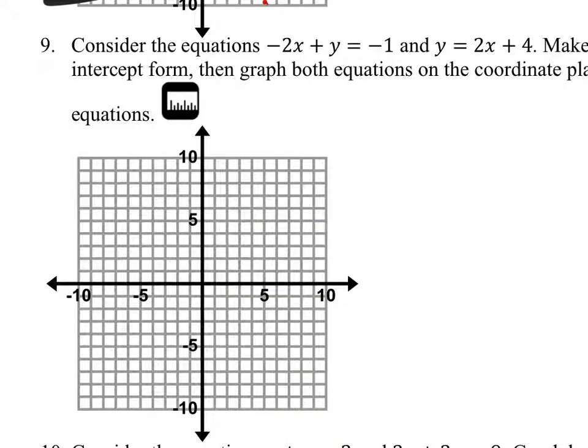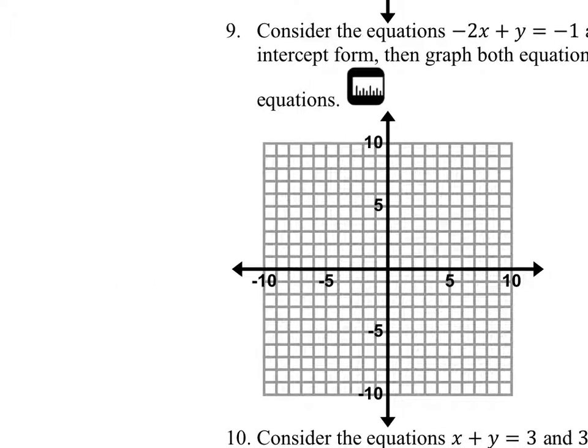Well, what about this next one? We got -2x. Let's look at this one. Let's change this into slope-intercept form. So we got -2x plus y equals -1. And we'll change this one into slope-intercept form. We'll add 2x to both sides.